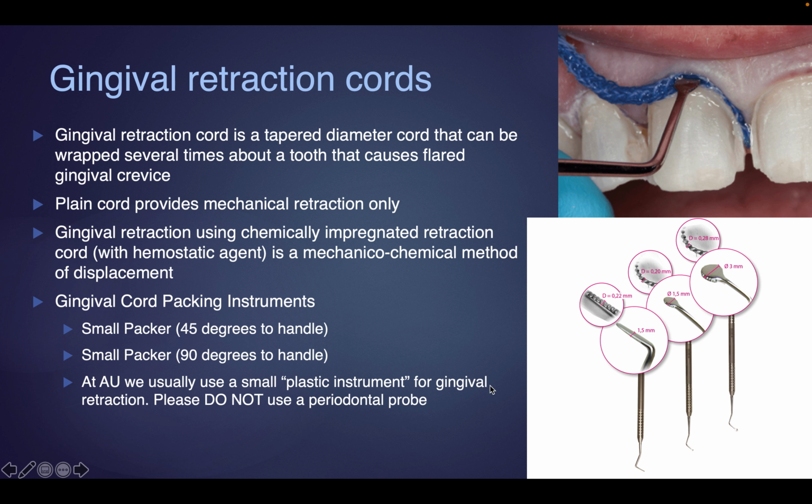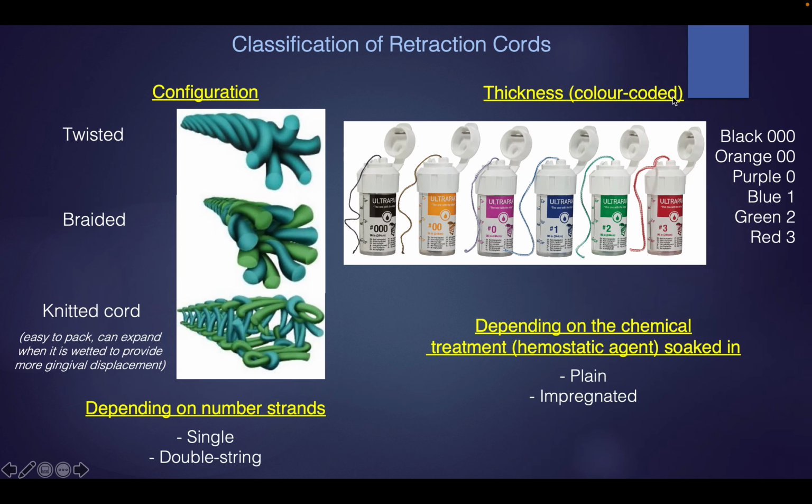Now, in Ajman University, you should not use a plastic periodontal probe to pack your cord. Please, the right way of using it, either to buy an instrument called packer, gingival cord packer, or use a plastic instrument, the one that we use for composite application. But do not use a periodontal probe, please, because that is too sharp and it will poke the gingiva for bleeding, which we do not want to do.